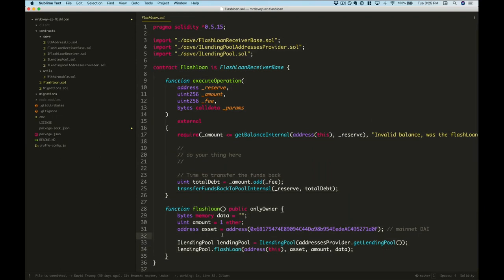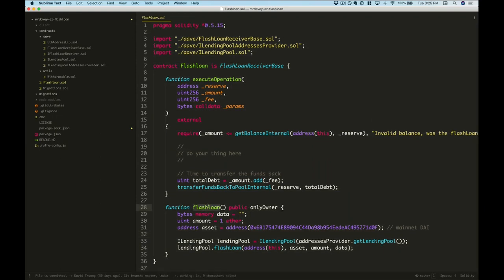Okay, so how does this work? Well, here's the function we called in the console a minute ago. This is the flash loan function, and what it does is it keeps track of the DAI stablecoin address, all right, and it performs the flash loan. So it tracks the lending pool. This is the Aave lending pool, where you can have access to any sort of liquidity that you need for the loan itself, and then it calls the flash loan function on the lending pool itself, all right, and then it passes in this smart contract address.